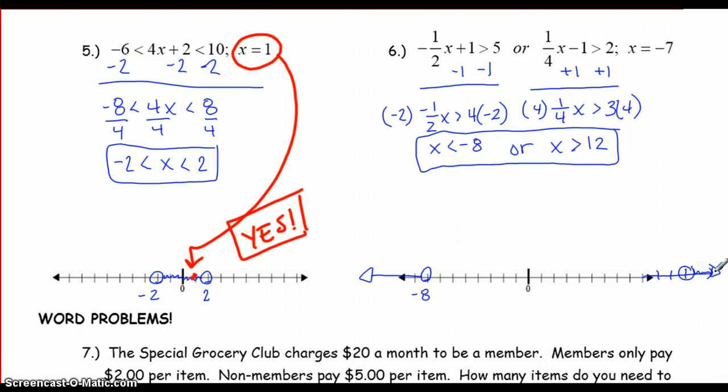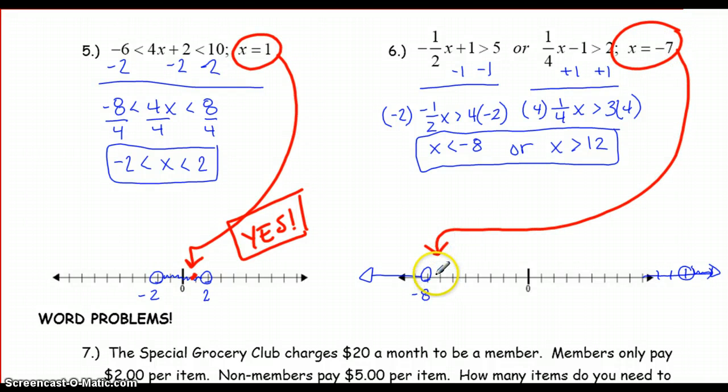Okay, so we want to see, does -7 fall on the graph? So let's see, -7 would be right here. And it is not in the solution region. So our answer is no. Okay, let's go on to the word problem.